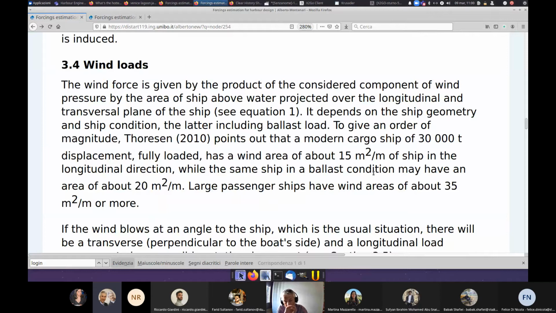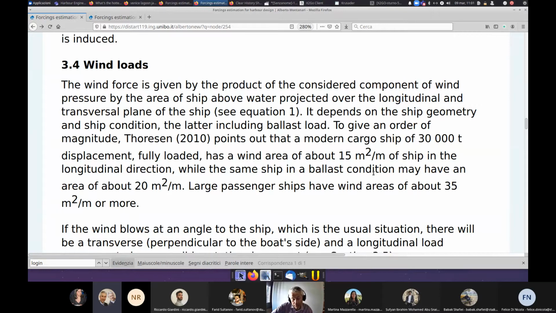Let's now discuss the loads, because so far we discussed the wind force. Now the loads. We learned that the wind force is given by the product of the considered component of wind pressure by the area of the ship above water, which is projected over the longitudinal or transversal direction, according to the equations that we discussed.